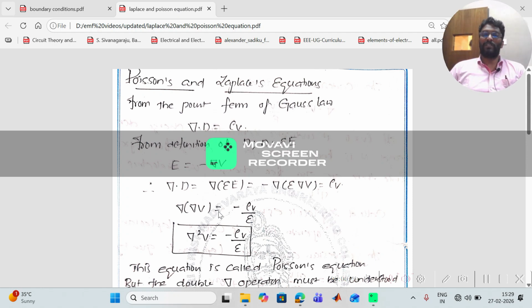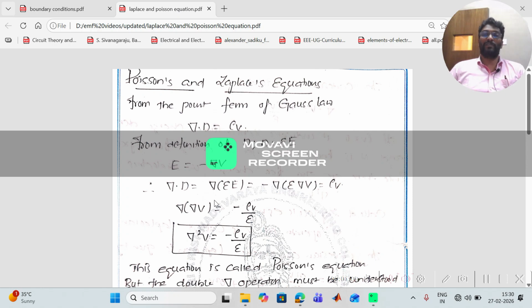Electromagnetic theory becomes powerful when we convert field concepts into solvable equations. Poisson's and Laplace equations allow us to compute potential in real engineering systems. So let's start Poisson's and Laplace equations.